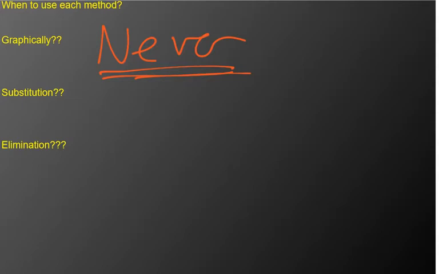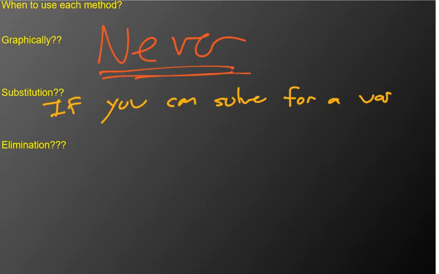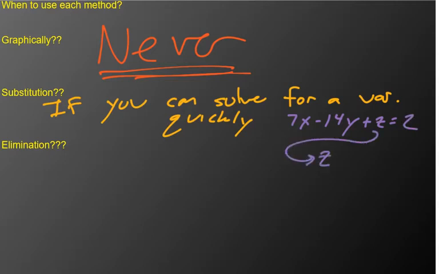Substitution. Basically, if you can solve for a variable quickly, that would be stuff like, when we do systems of 3 equations, you might have an equation 7x minus 14y plus z equals 2, and I would solve for z and do substitution. Z equals 2 minus 7x plus 14y. If you can do that quickly and easily enough, then do substitution.